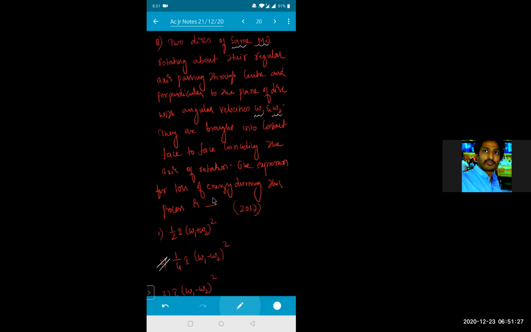Is the question clear? We got two discs of the same moment of inertia I about their axis passing through the center and perpendicular to the plane of the disc, with angular velocities omega 1 and omega 2. They are brought into contact face to face, coinciding the axis of rotation. The expression for loss of energy during this process will be equal to how much?